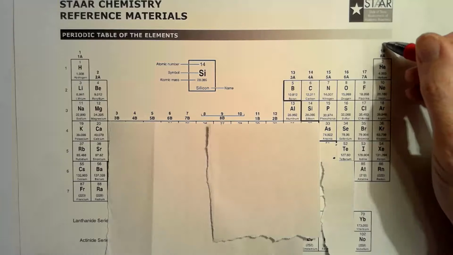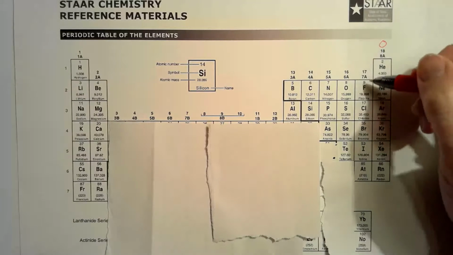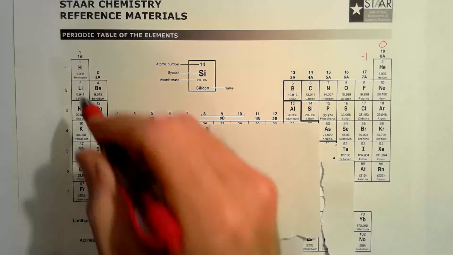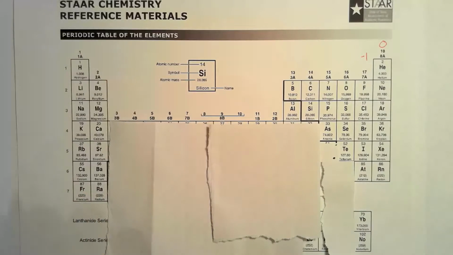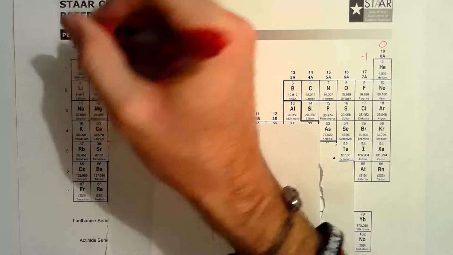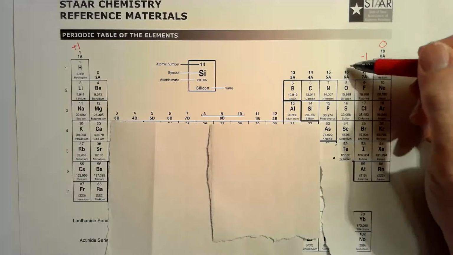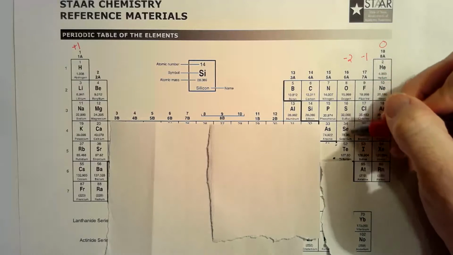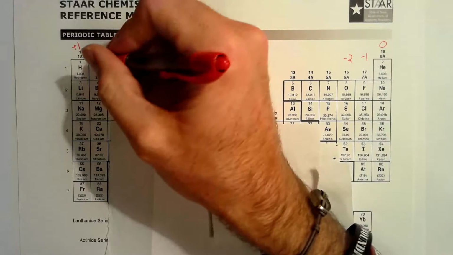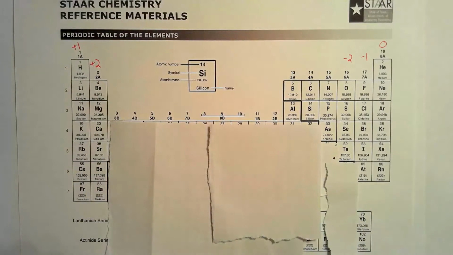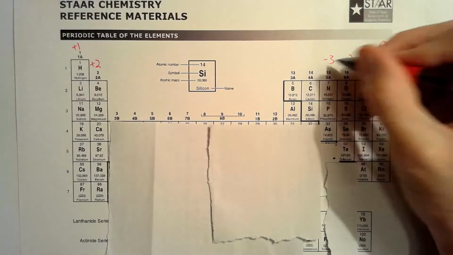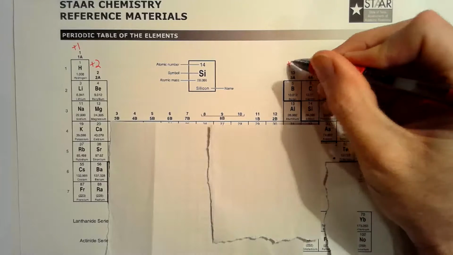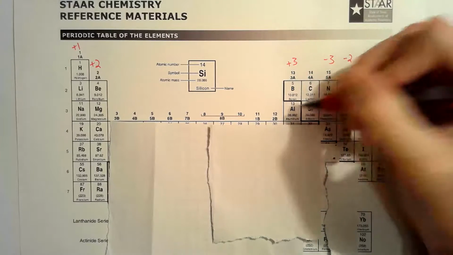So I know the noble gases have a charge of 0. And I know the halogens have a charge of -1. If I go to the other side, the group 1 elements have a +1. Now I'll go back to the right side, and all of these in this group will have a -2 charge. All of these will have a +2 charge. All of these will have a -3 charge: nitrogen, phosphorus, and arsenic. And these will have a +3 charge: boron and aluminum.